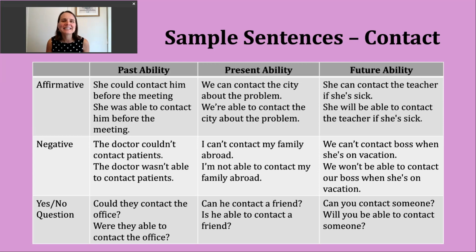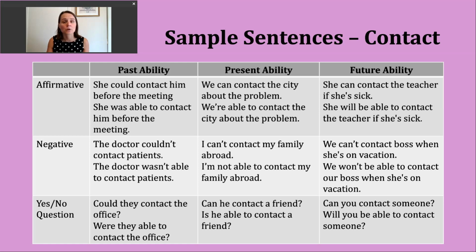Okay. Now let's take a look at present ability. This is going to be similar, but we're going to make small changes here. To talk about present ability, we're going to change from could to can. So we'll have can and then our base verb. And again, this is true no matter what our subject is. And the second way to talk about present ability is again, be able to.